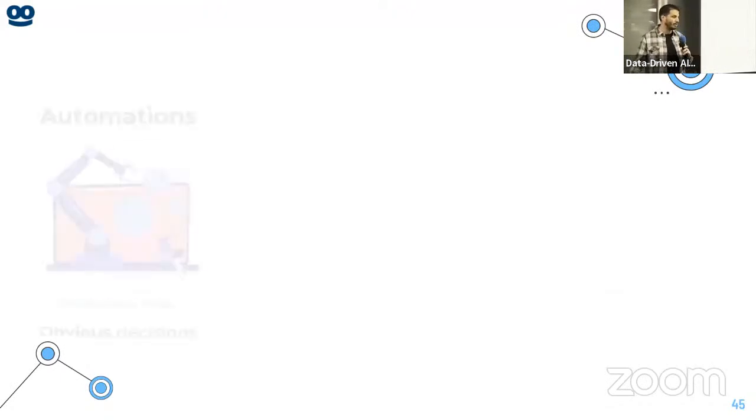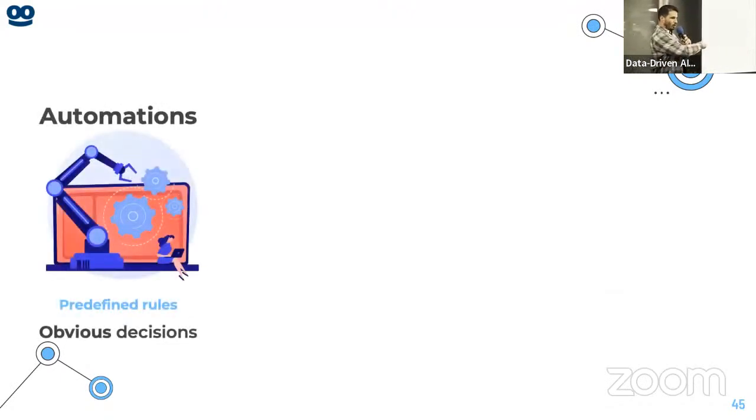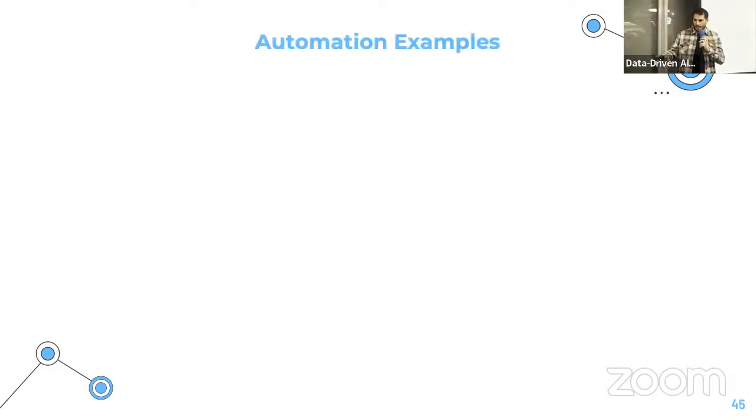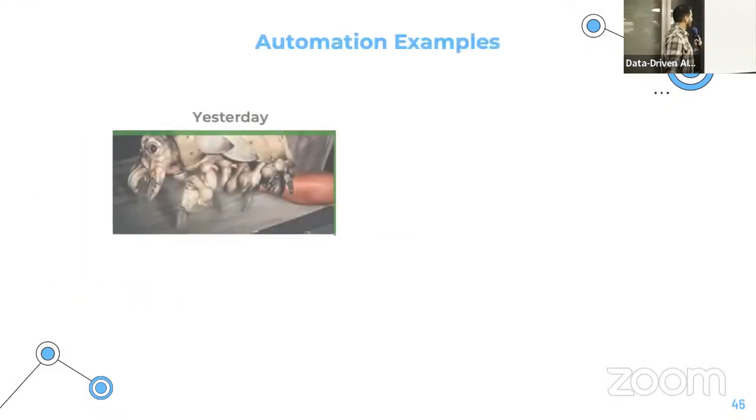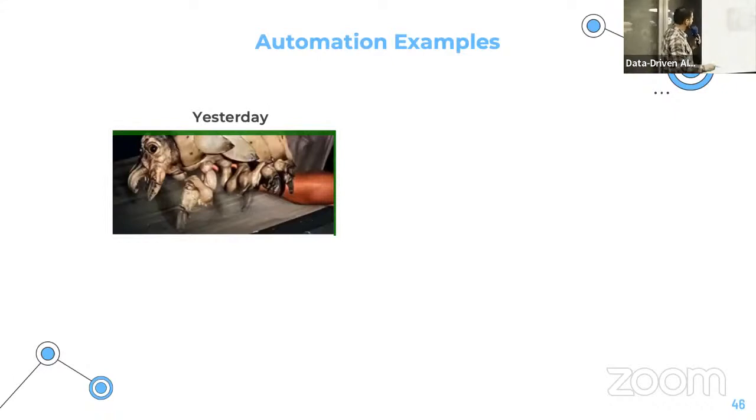So the first precaution, the first line of defense, is automation. Predefined rules that are basically good for straightforward, obvious decisions that you don't have to think about. One example: let's say we got this image. This is a photoshopped animal, I think a combination of a few different animals. Let's call him Philip, okay?